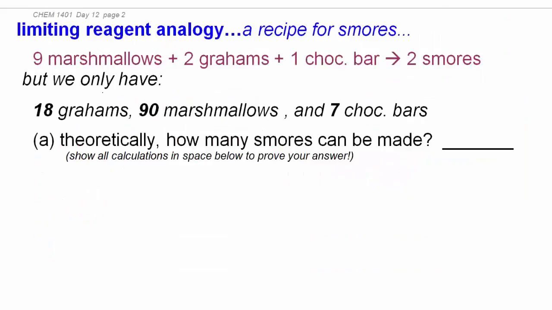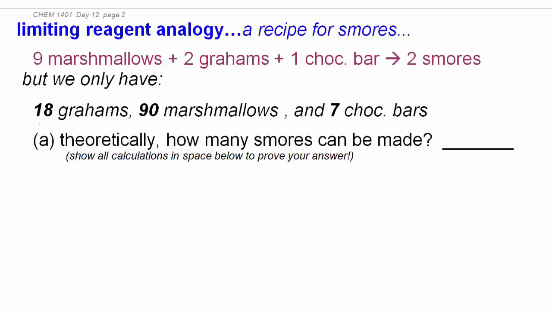So here's an analogy of a limiting reagent problem. We're going to make s'mores, and I like them with 9 marshmallows and 2 graham crackers and a whole chocolate bar, and I'll get 2 s'mores out of this. And you just break it in half. Let's say all we brought camping were 18 graham crackers, 90 marshmallows, and 7 chocolate bars. So in theory, you don't lose anything, you don't drop anything. In theory, how many s'mores can you make?